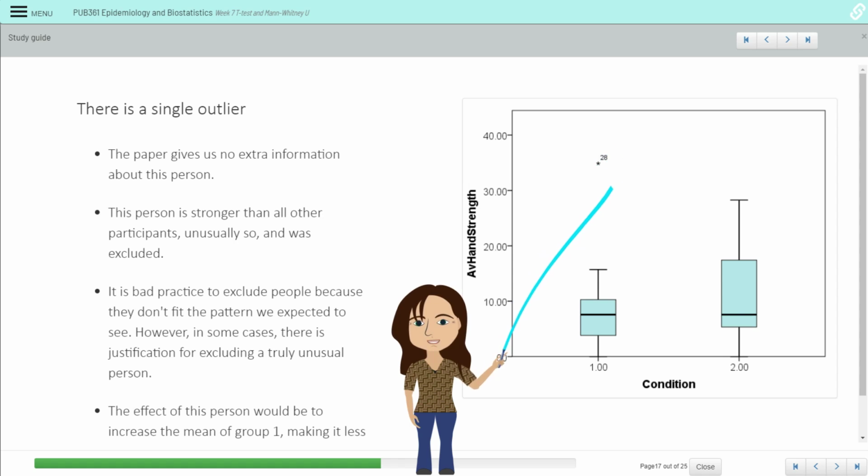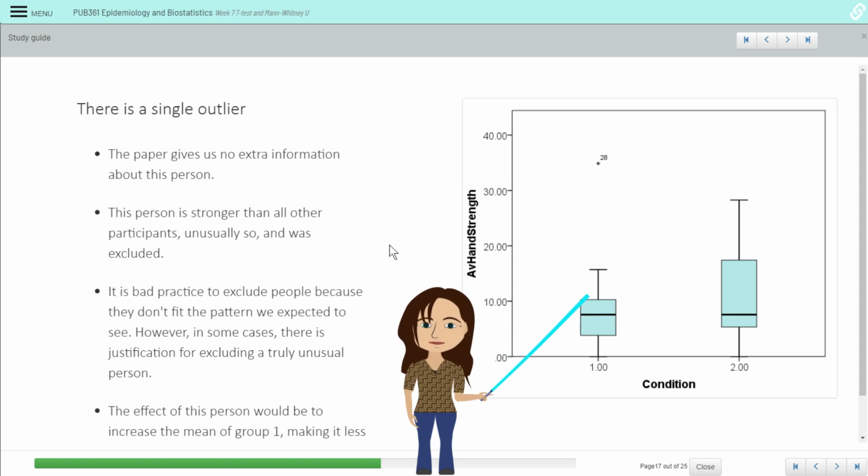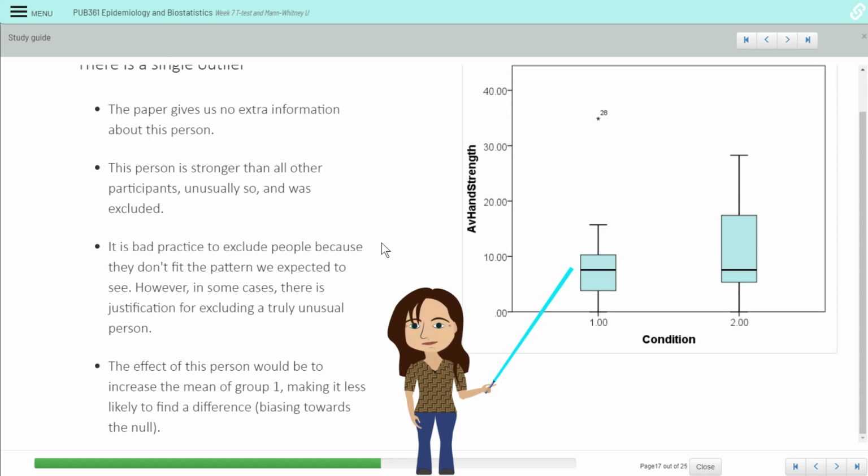If we're worried that they're having an impact on the results, then we could temporarily take them out, run the test, see what the results are, and then see if it made a difference anyway. Sometimes there is a justification for excluding a truly unusual person. Perhaps they don't meet some criteria and that wasn't realised till later, or they do represent a very different demographic that needs to be studied differently.